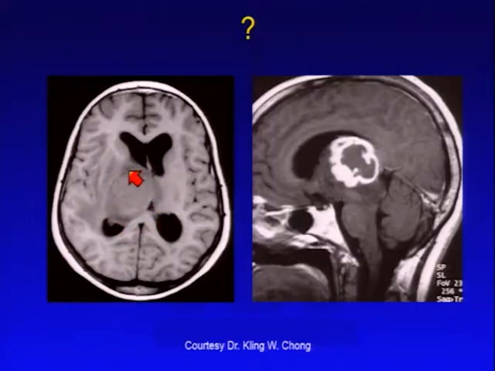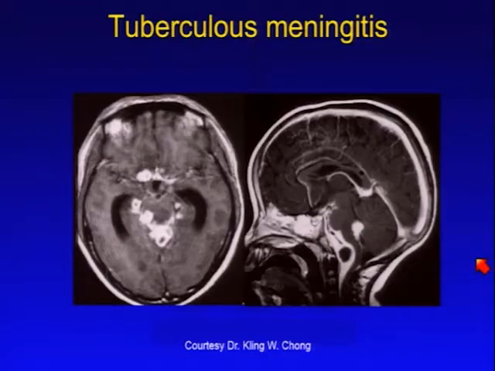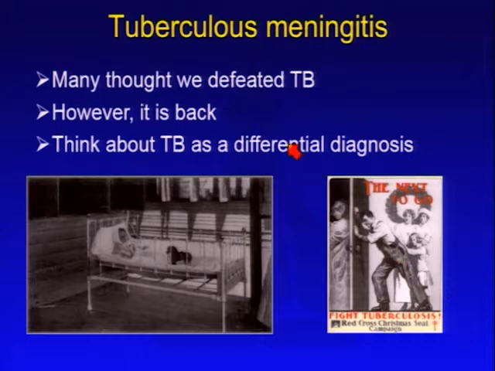You see here a big mass lesion in the thalamus and T1 peripherally hyperintense. Tumor or tumor-like? This is another patient from the same family. Multiple focal contrast-enhancing nodules in the basal cistern. Both children had a tuberculous meningitis, and the first one was a big solitary tuberculoma, and this child has multiple tuberculomas. You see also a retroclival abscess. So think about tuberculosis. We all thought we defeated it, but unfortunately it is back, and you should always think about it as a differential diagnosis of a focal mass lesion.